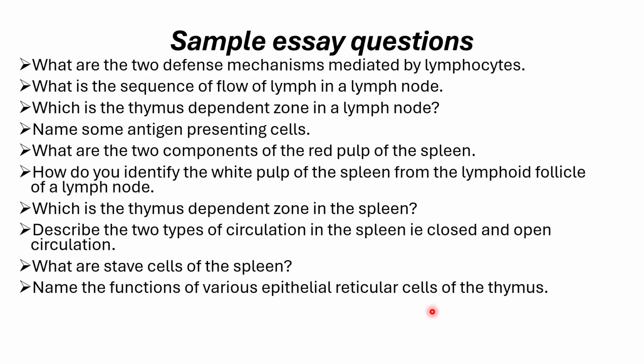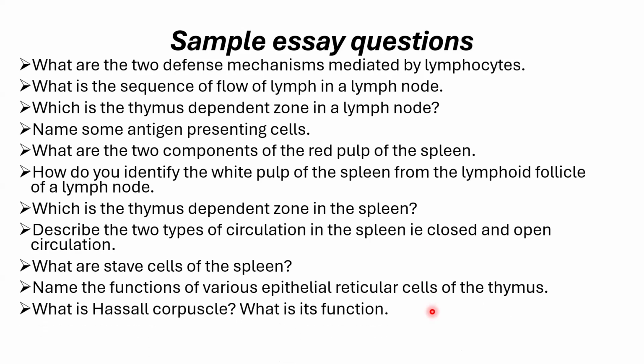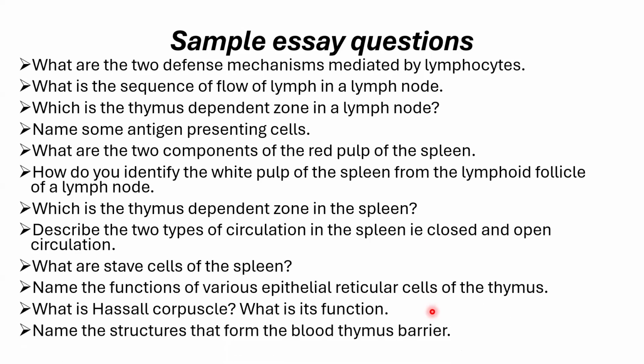Type 1 and type 3 form part of the blood thymus barrier. What about the rest of the 4 cells? So kindly go through them and list them. And then what is a Hassall's corpuscle? Call its function. And I guess with that, the last question will be: name the structures that form the blood thymus barrier.